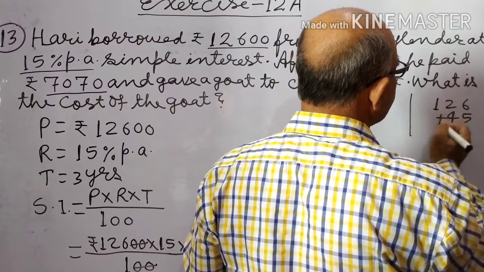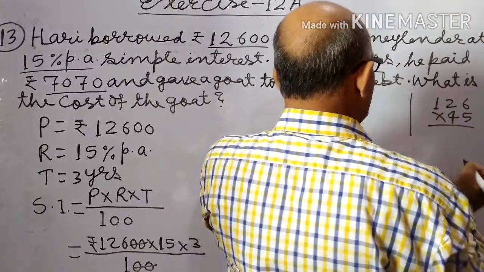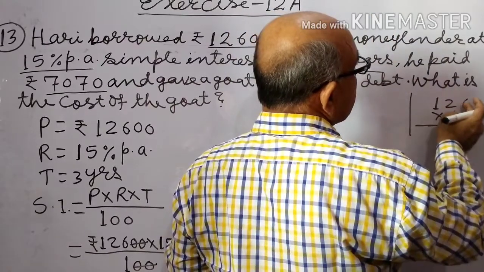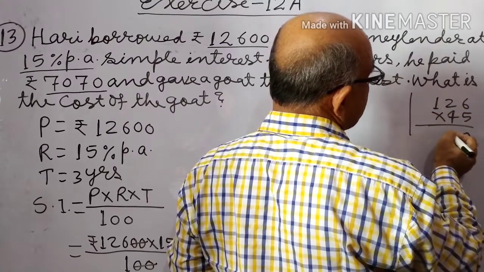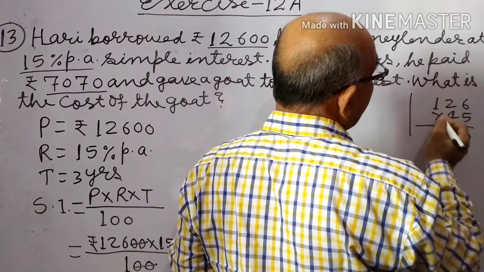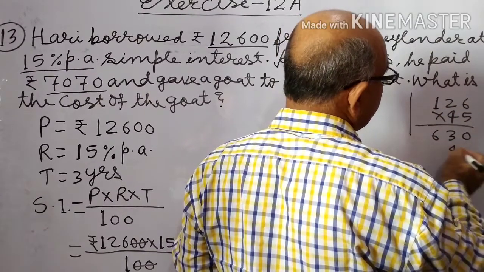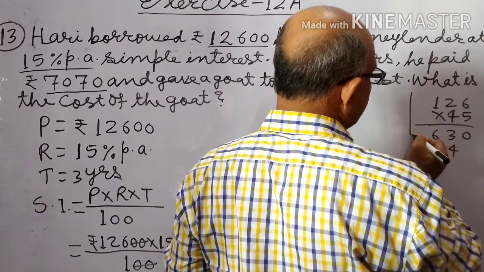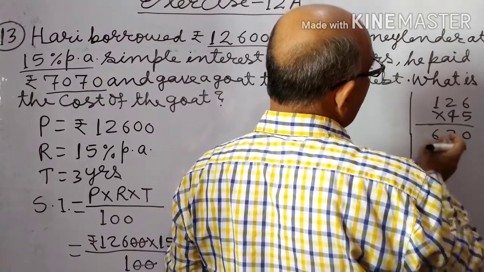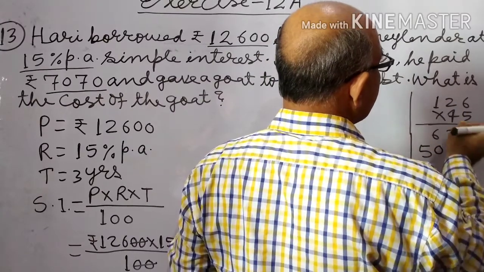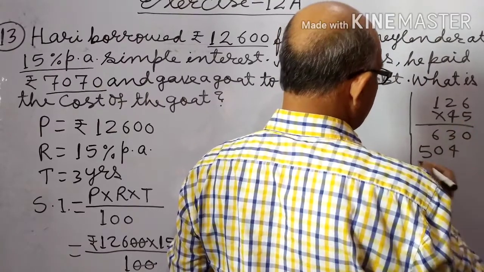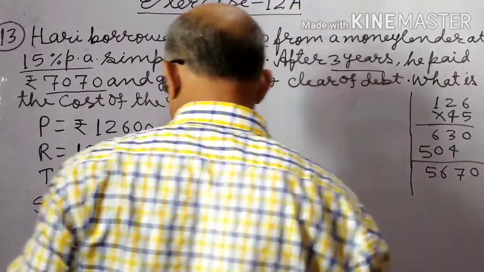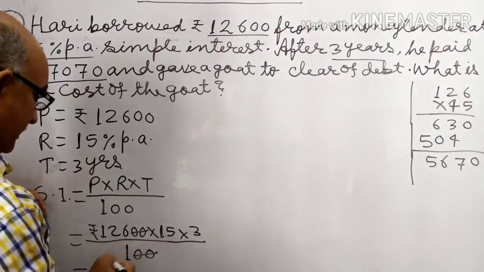126 multiplied by 45. 6 fives are 30, write 0 carry 3. 2 fives are 10 plus 3 is 13, write 3 carry 1. 1 five is 5 plus 1 is 6. 6 fours are 24, write 4 carry 2. 2 fours are 8 plus 2 is 10, write 0 carry 1. 1 four is 4 plus 1 is 5. Adding gives rupees 5,670.